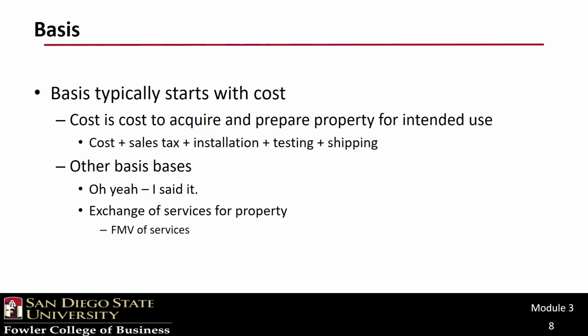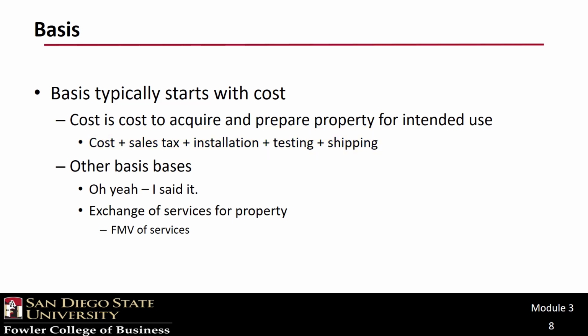Now that we understand the importance of basis, and we will gain an even greater appreciation of basis when we discuss partnerships in Module 4, how do we get basis? Typically, basis comes from an expenditure that has a long-lasting benefit. This means basis is often the cost of the item, but the rules are clear. It's the cost to get that property ready for its intended use, which means we capitalize the cost of the property and also additional charges, such as sales taxes, installation, testing, freight costs, etc.